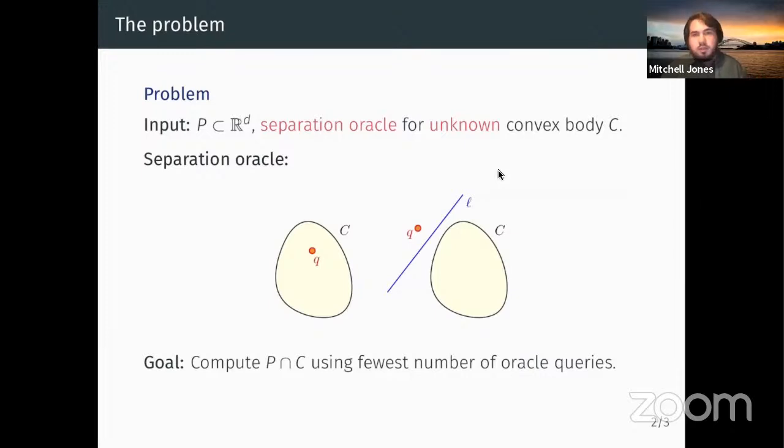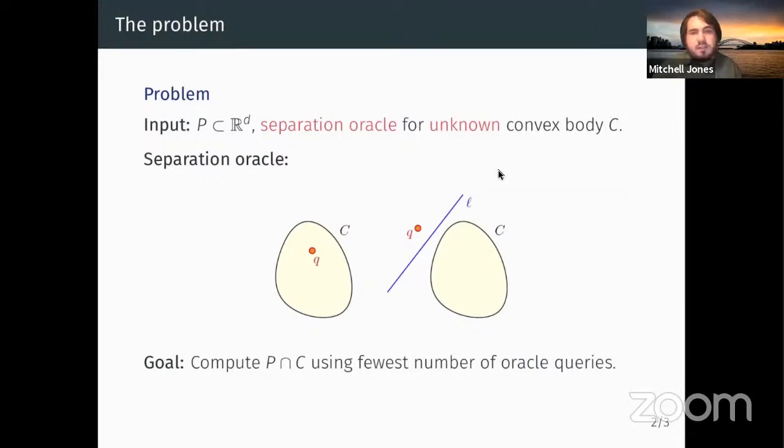You can query this oracle for any point in R^d. The oracle either tells you that it does indeed lie inside the convex body, or if the query point lies outside the convex body, it gives you a separating line, or in higher dimensions, a separating hyperplane as proof that the query lies outside the body.